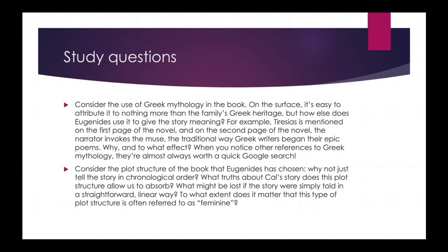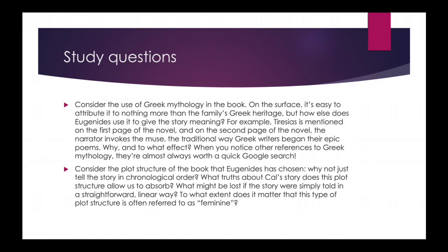Why and to what effect is Eugenides using these references to Greek mythology? Is there more to this reference to Tiresias? Is there more to the invoking of the muse than just, hey, Eugenides is a Greek last name and Calliope or Cal is Greek, and so, hey, look, everything's Greek? I mean, probably there's more than just that. So why and to what effect are these references being used?